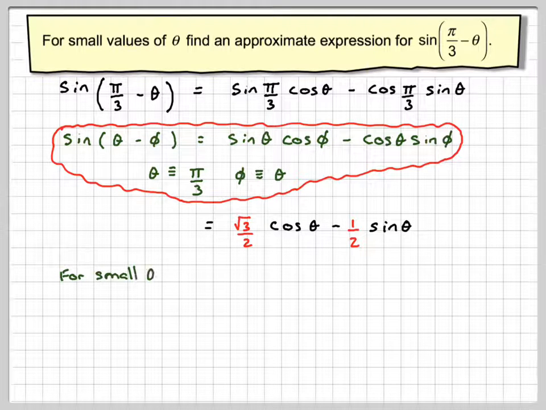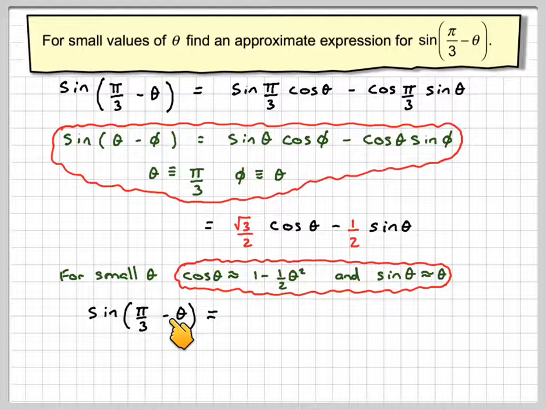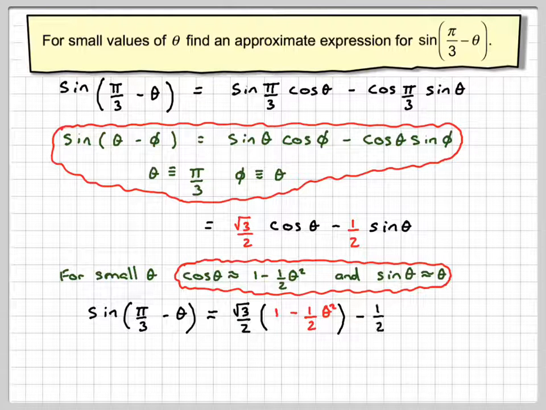Now, if theta is small, then cos theta approximates to 1 minus a half theta squared, and then sine theta approximates to theta. So we're going to have sine pi by 3 minus theta will be approximately equal to root 3 over 2 times cos theta, which we will now approximate to 1 minus a half theta squared, minus a half, and then sine theta approximates to theta.